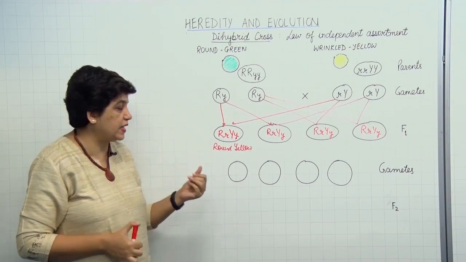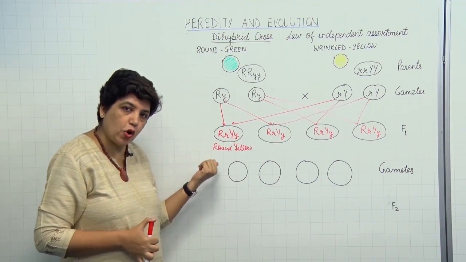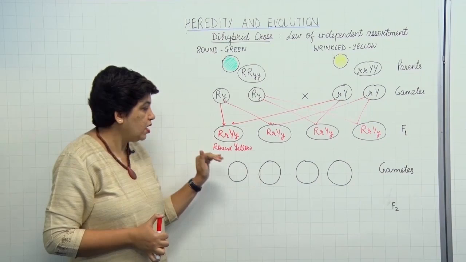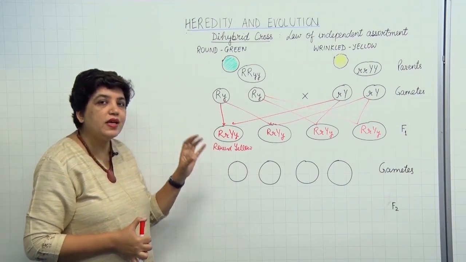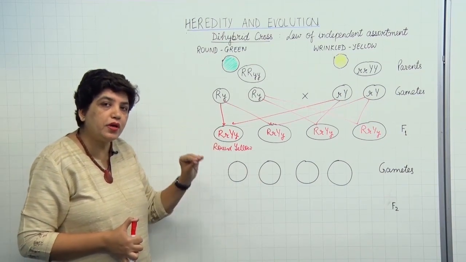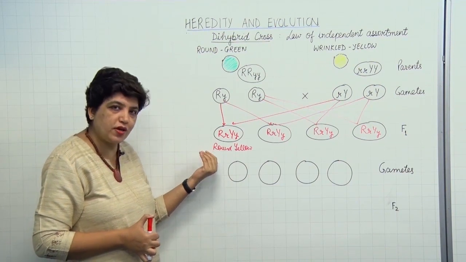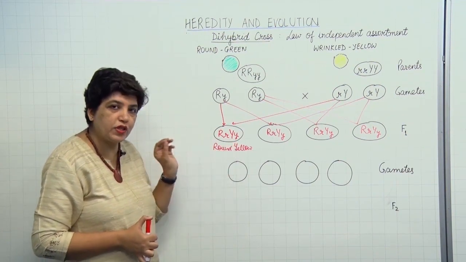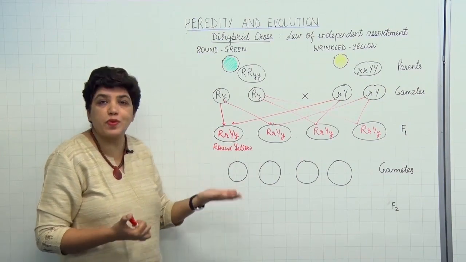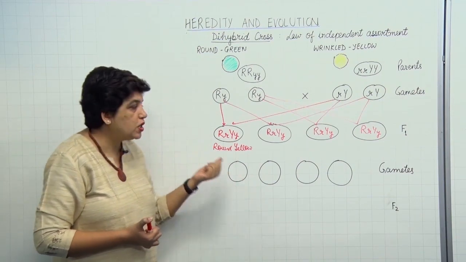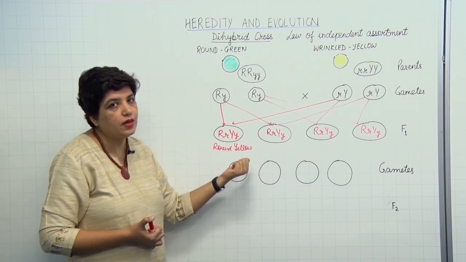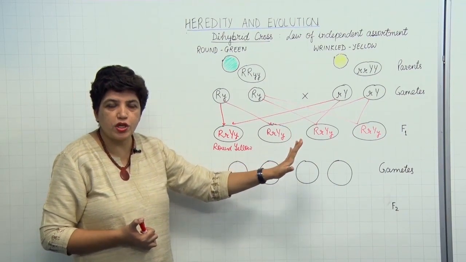So that is why we considered round as the dominant gene. Similarly, yellow color as the dominant gene, while wrinkled, the small r, is a recessive gene. It could not express itself in the first generation. Similarly, small y is for the green color of the seed. Even that could not express itself in the first generation. So all the plants bear seeds which are round and yellow in color. This is the F1 progeny.